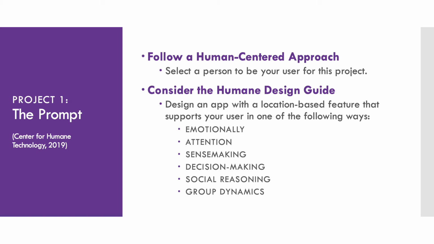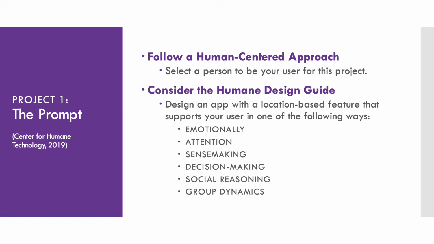And in response to the issues that I just discussed on the previous slide, I added the human sensitivities from the Humane Design Guide this year to impose some additional constraints. The sensitivities are like wicked problems that relate to ethics and technology. So students are to design an app that supports their user in one of the following areas. Could be emotionally, to help their user be calm, balanced, feel safe. Could be around attention, to help their user be more focused and mindful.